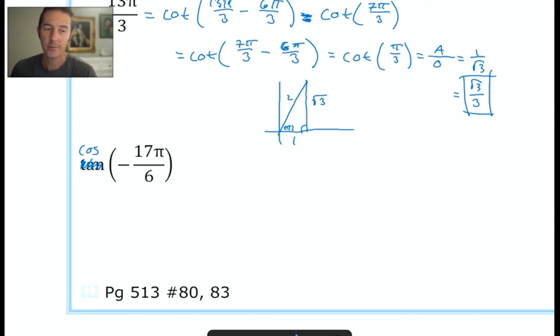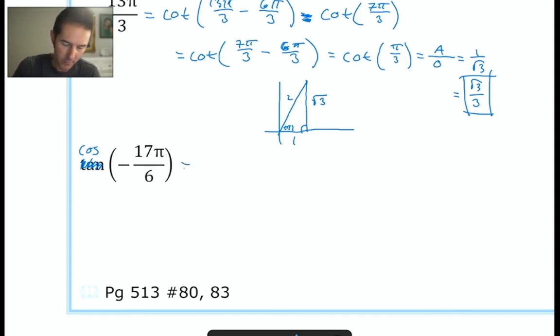Cosine is also an even function. I could simply erase that negative sign that's inside of there, because cosine is even. The cosine of negative 17 pi over 6 would equal the cosine of positive 17 pi over 6. And then we could be subtracting periods of 2 pi from that angle measure.